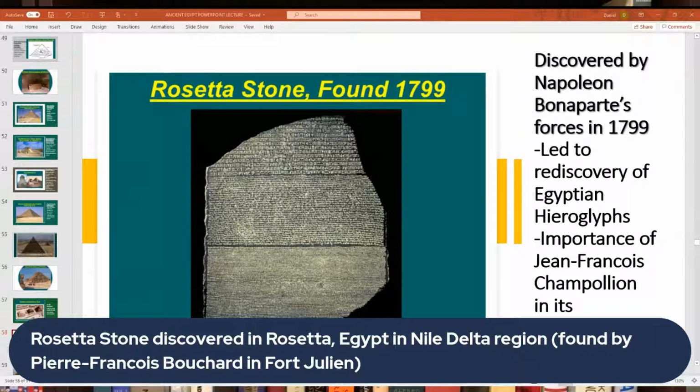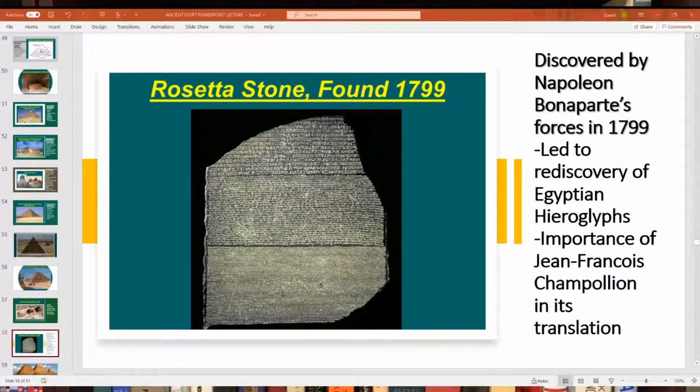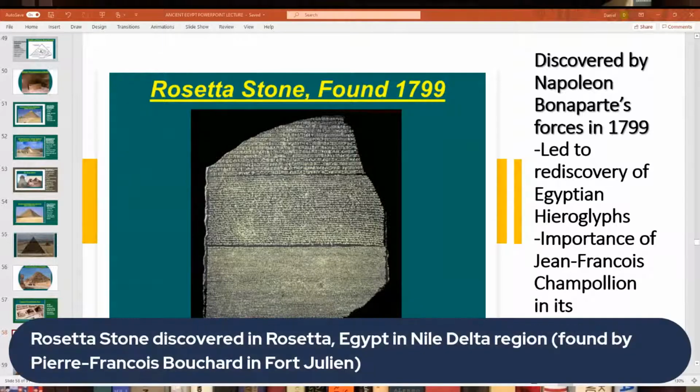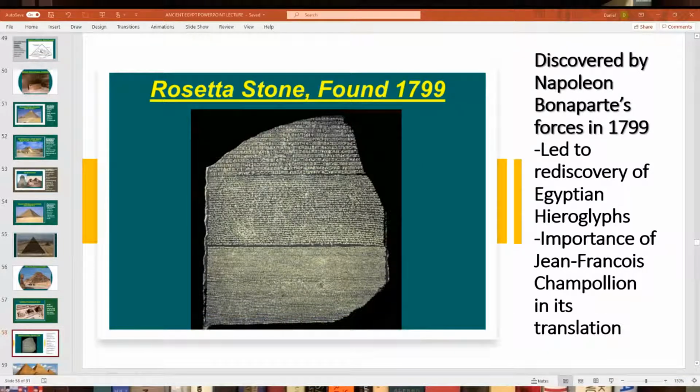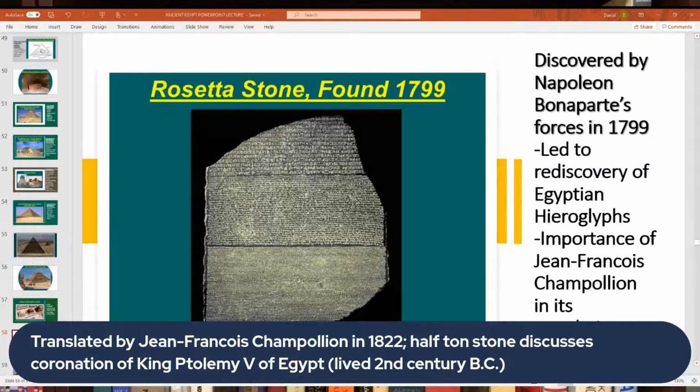And it was actually this half-ton stone you're looking at that was found in the wall. It was pulled out of the wall, and Bouchard realized at that point that this stone was probably important. It had some kind of writing on it. It took years for it to get translated, but eventually, they think in 1822, this Frenchman named Jean-Francois Champollion, who got a copy of it, was able to translate it.